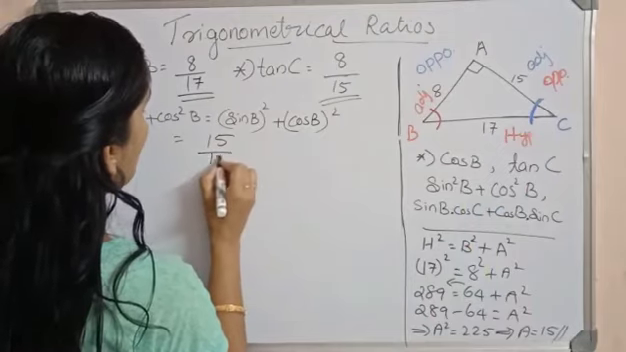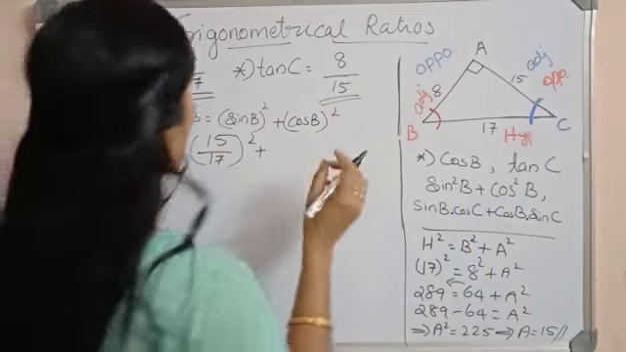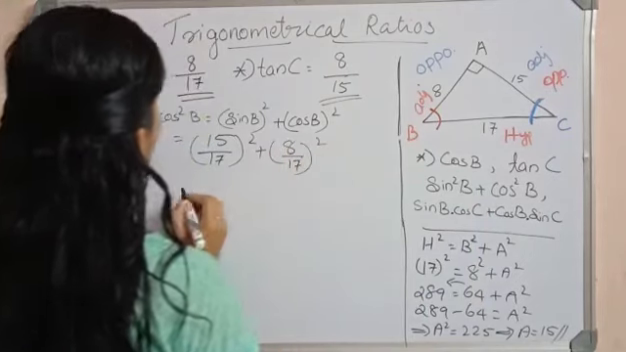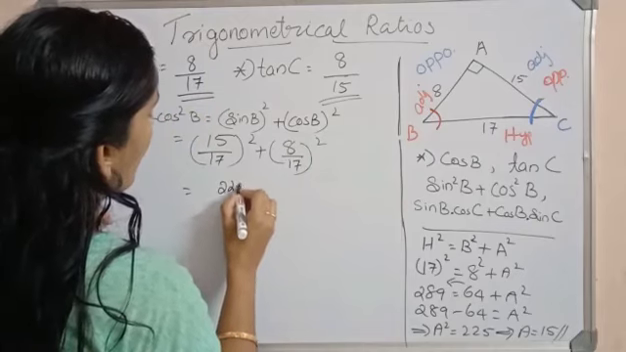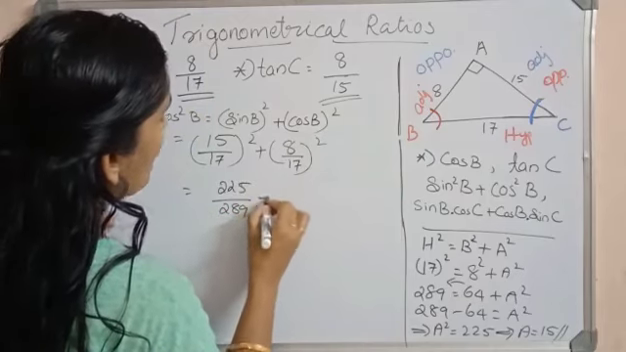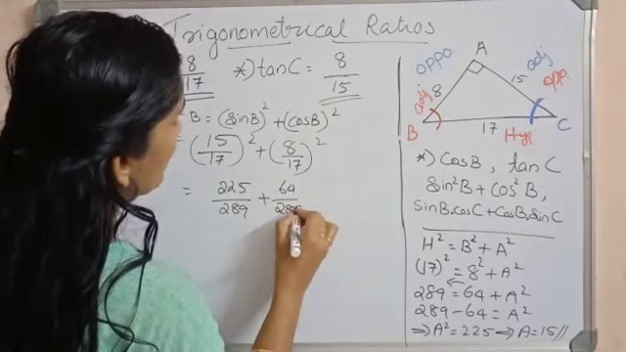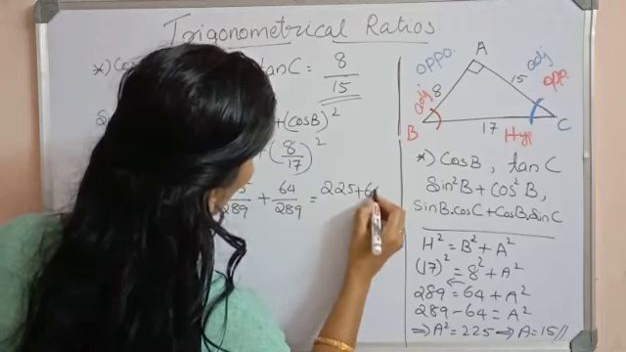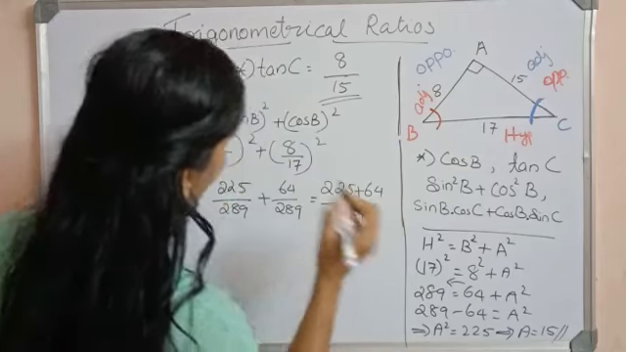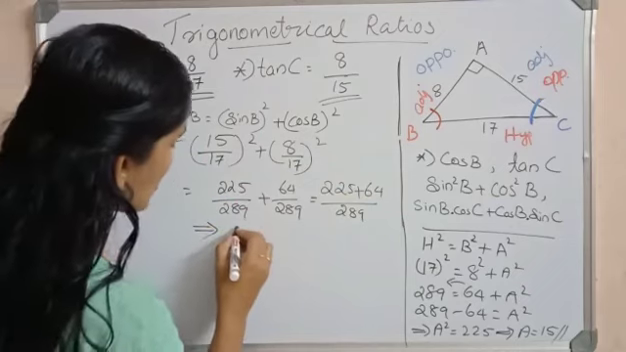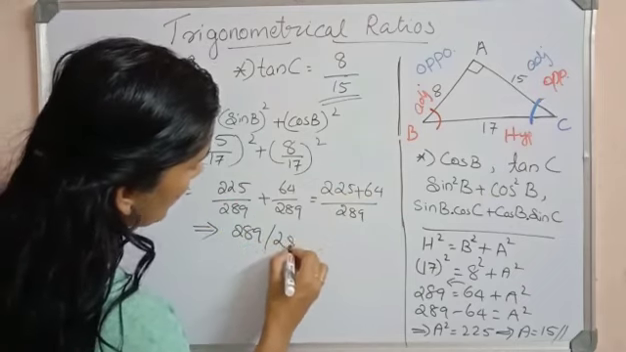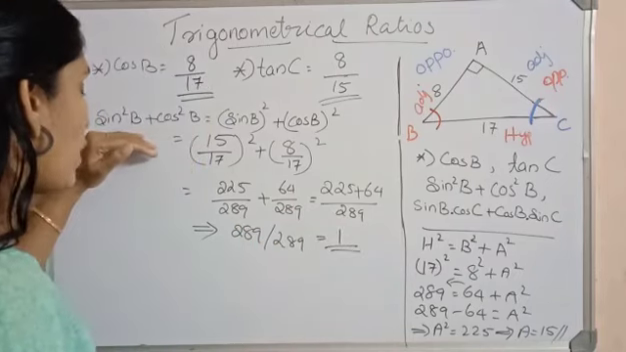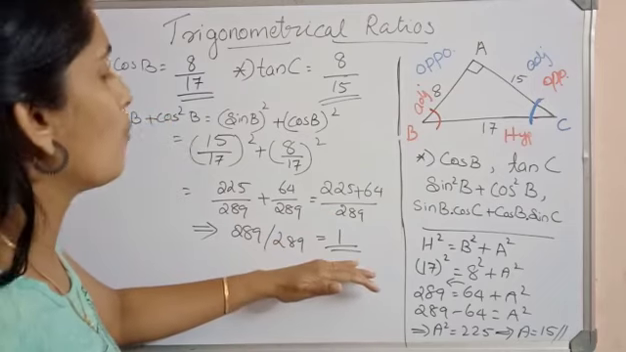15 by 17 the whole square plus cos B, which we have already found, 8 by 17 the whole square, is equal to 225 by 289 plus 64 by 289, which is 225 plus 64 divided by 289. This gives 289 divided by 289, which is equal to 1. So we can say that the value of sin square B plus cos square B is equal to 1.